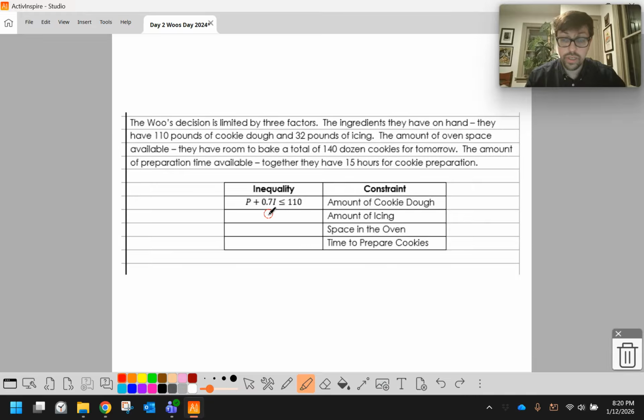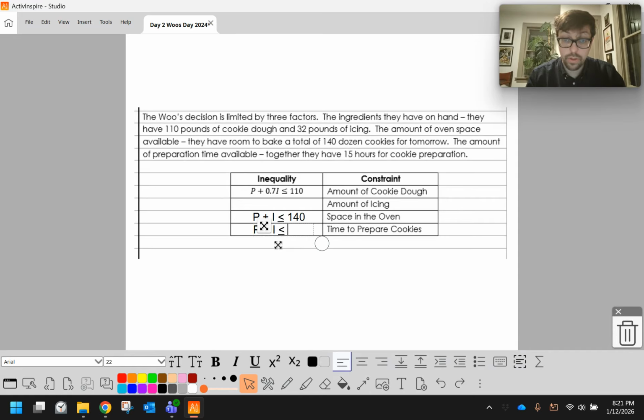So now we need to make an equation for icing and space in the oven. Space in the oven is easy. It's just how many dozen plain, how many dozen iced. That has to stay under 140 dozen. If we take a look at how much time they got to prepare the cookies, we know that they're going to spend 15 hours working on their cookies. Each dozen plain cookies takes 0.1 hours, so every dozen is going to take 0.1. But the iced cookies take a little bit longer. They take 0.15 for every dozen iced cookies because they've got to bake the cookies and then spend that extra 5/100ths of an hour icing those cookies.